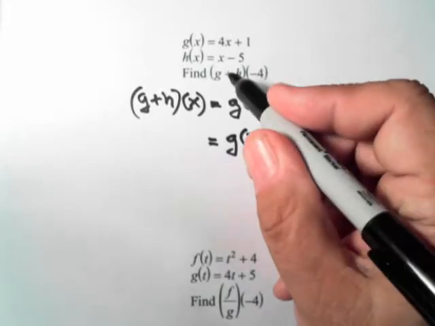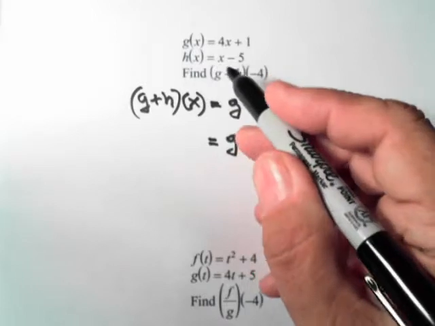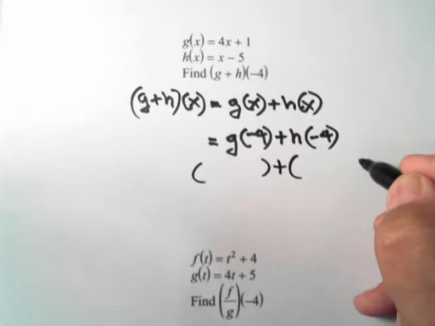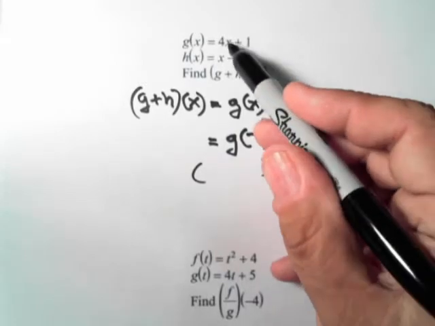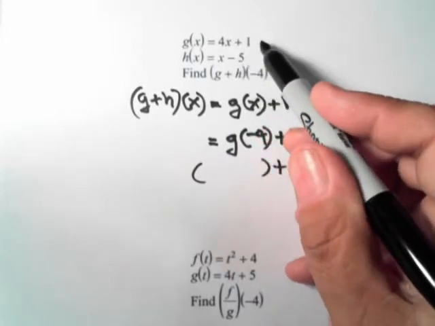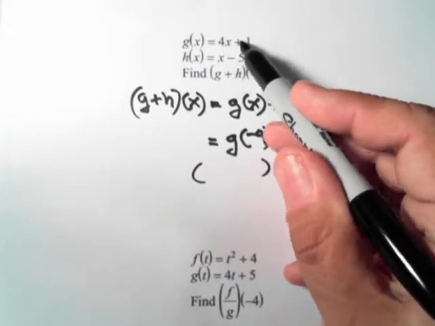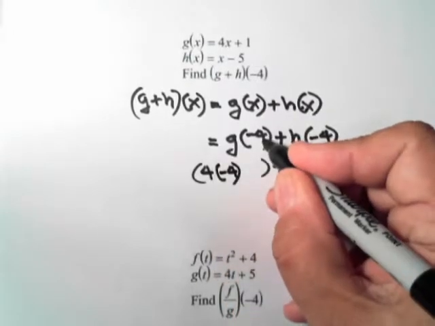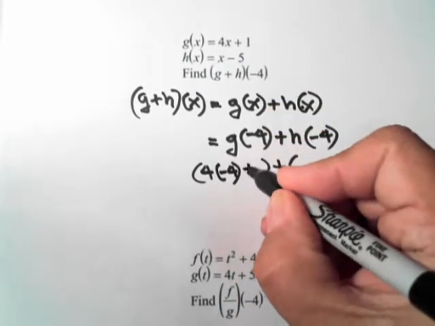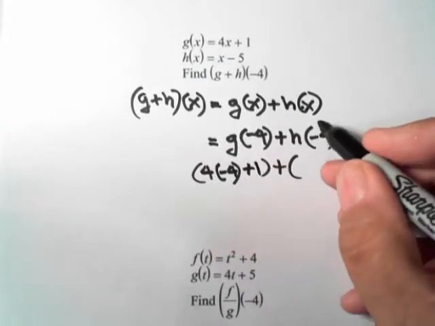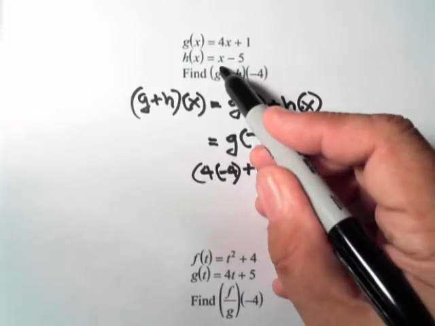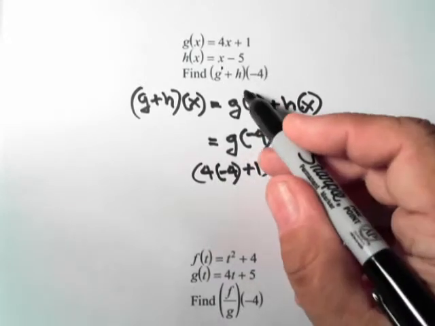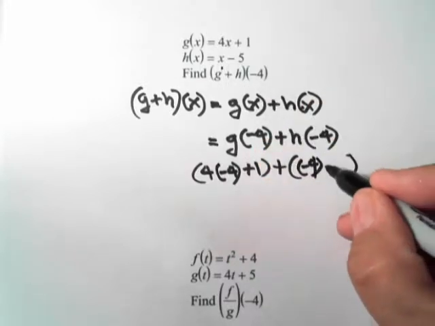Well, we know how to do this. We go back and get the g function. Here it is, and we're going to add to it the h function. Here it is, but we're going to replace now the variable with negative 4. So the g is going to be 4 times, here's the negative 4 that we want to have in it, plus 1. The second guy, h. There's the x, but I want to have negative 4, so there it is. And then we have negative 5.